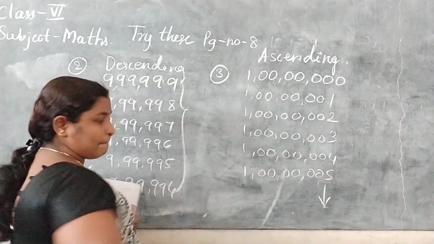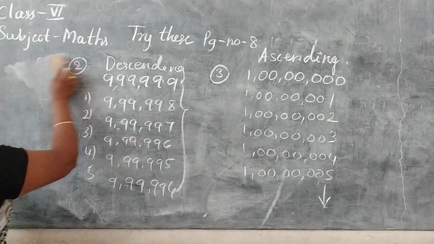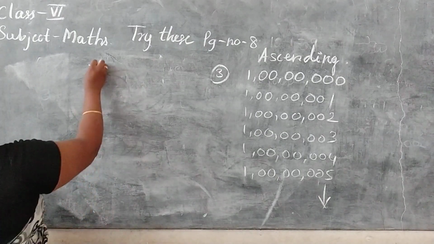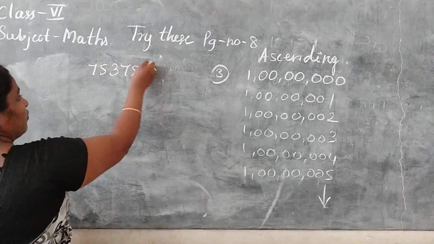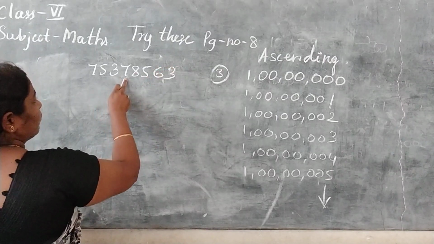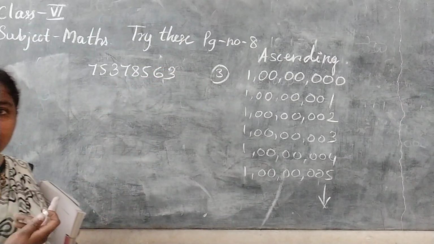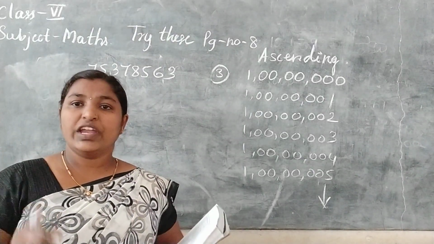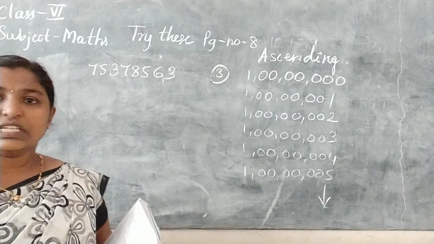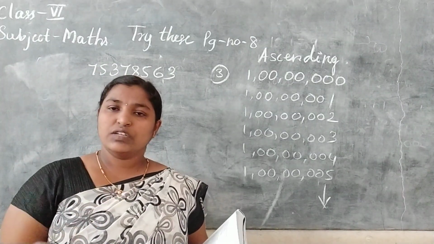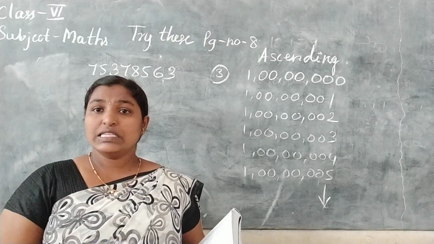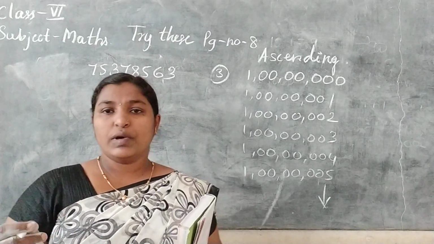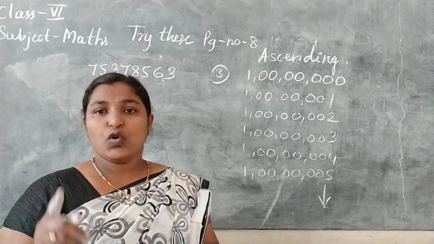I will write one number here. Can you read it fast? No, we can't read it fast. We need commas to read large numbers. Suppose it is a small number like 4 digits, we can read it fast. But these are large numbers, more than 7 digits. So to read the large numbers, we need commas.